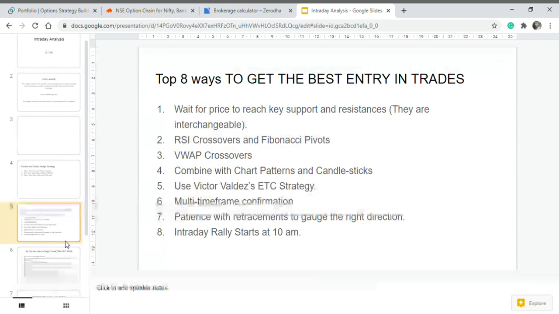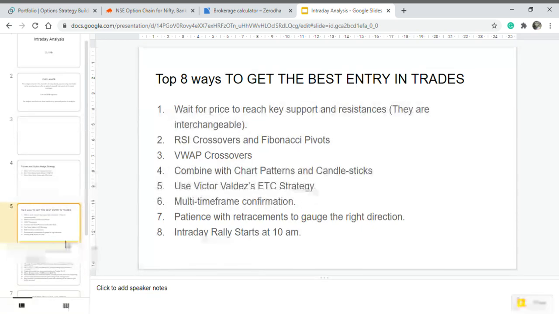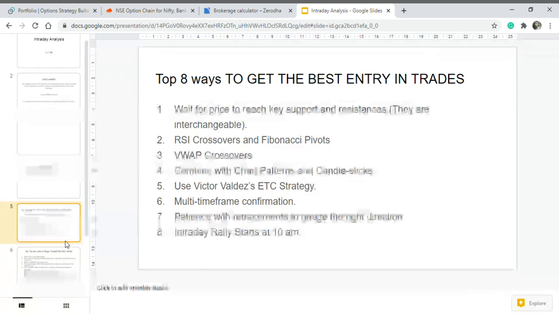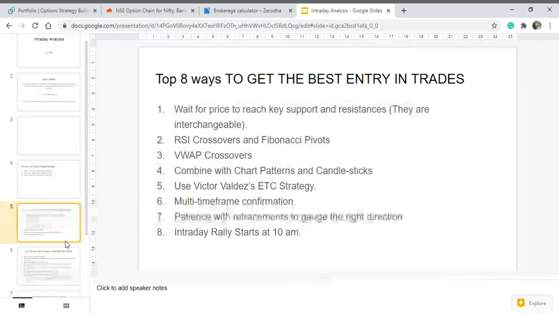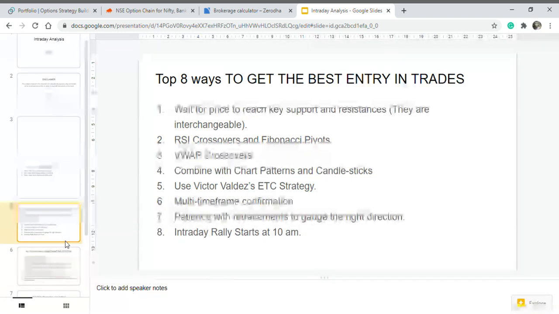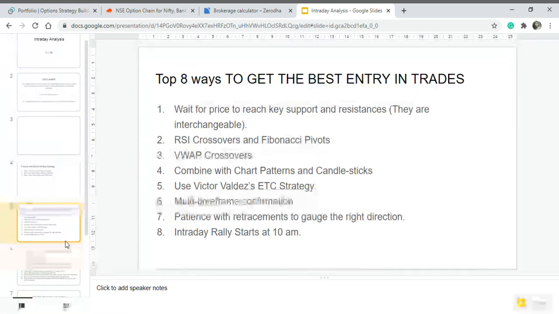And always remember, the support and resistances are interchangeable. A support can become a resistance, and you should be aware when it is becoming a resistance, and this can be understood by your candlestick chart patterns and indicators. So always get confirmation at key support and resistances and make sure your entry is at or close to these key support and resistances. Your decision to enter should begin from the key support and resistance areas.